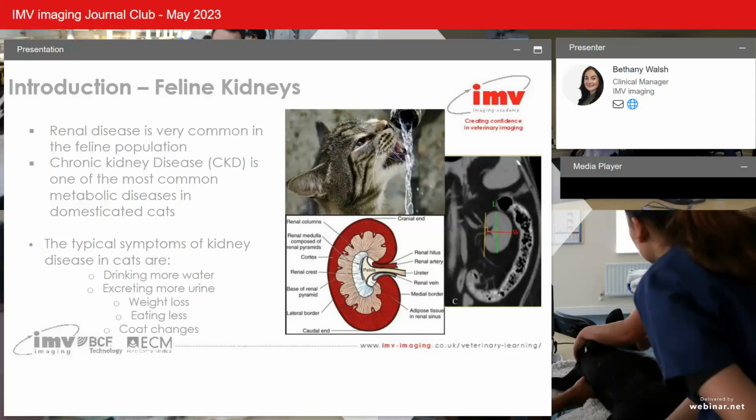Although the exact cause of chronic kidney disease, known as CKD, is not known, we can identify factors that can cause CKD, such as tumours, damage post-infection, inflammation of the glomeruli, toxic damage, inherited diseases, and excessive protein loss. The signs of kidney disease within cats can be increased thirst, excreting more urine, reduced appetite, vomiting, coat changes, and weight loss.